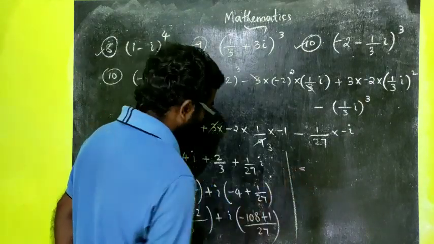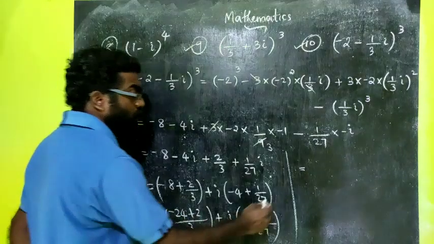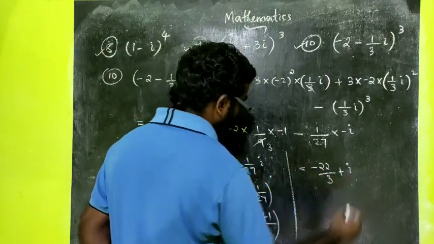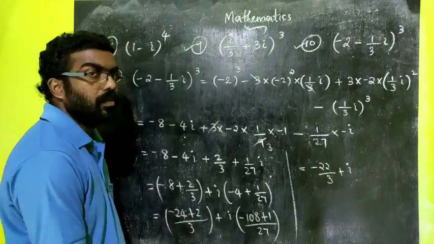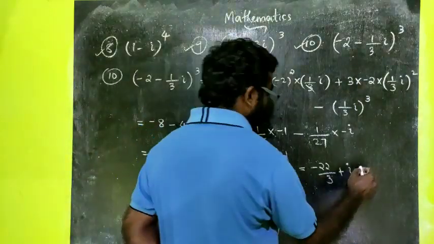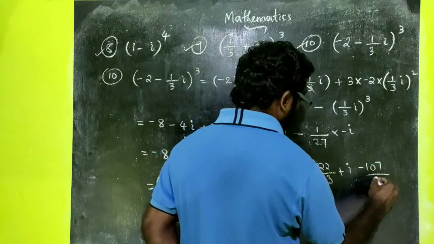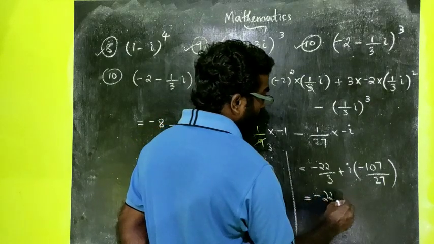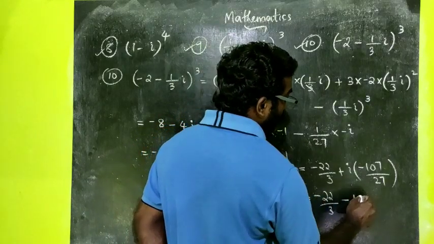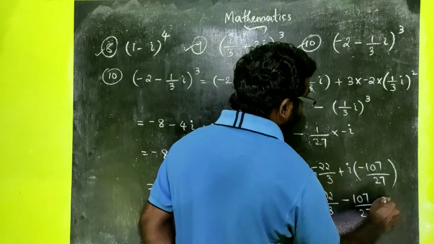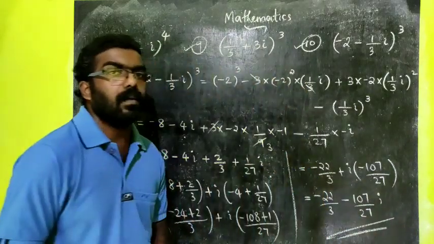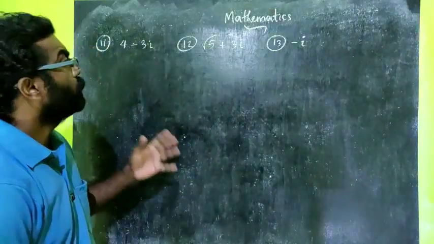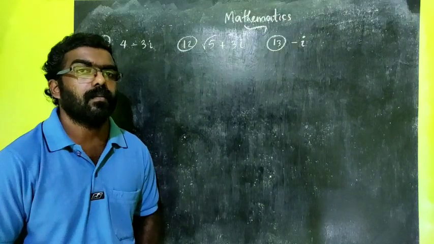Which is equal to minus 24 plus 2, minus 22 divided by 3. Then plus i into minus 108 plus 1, minus 107. So minus 107 divided by 27. Or we can write minus 22 divided by 3 minus 107 divided by 27 i. Understood? Now in question 11 to 13, we have to find the multiplicative inverse of the complex numbers.